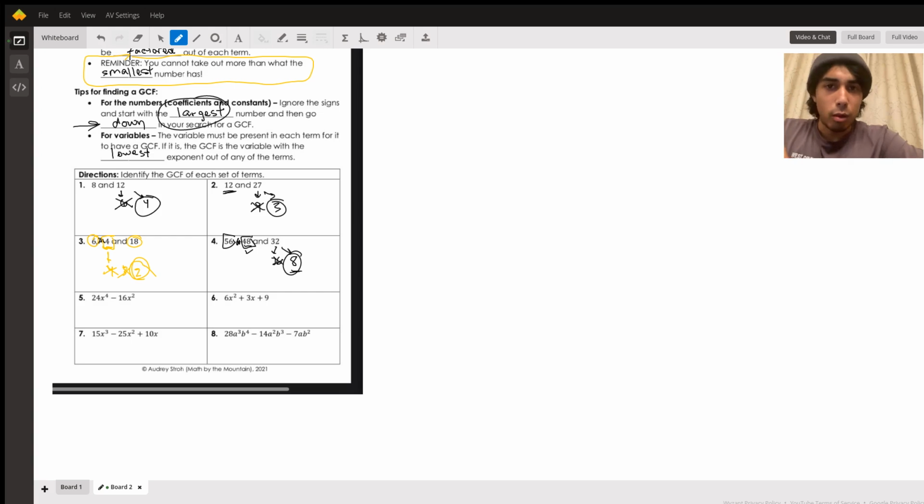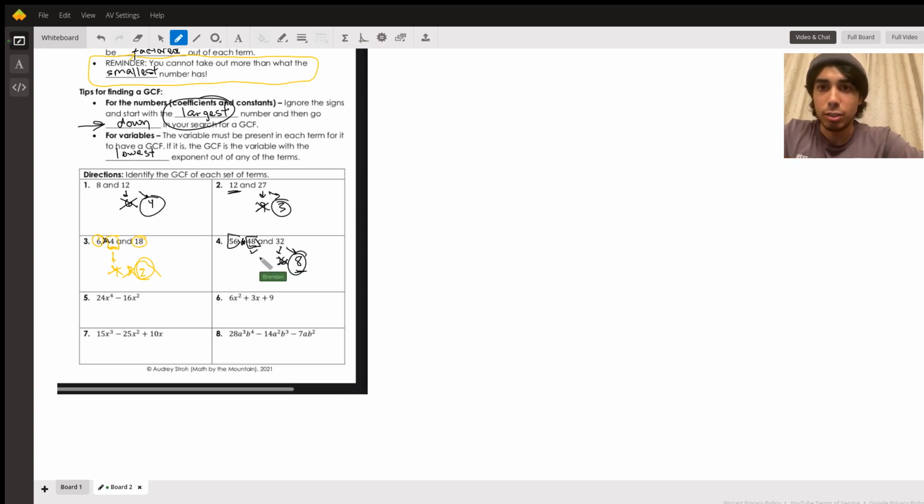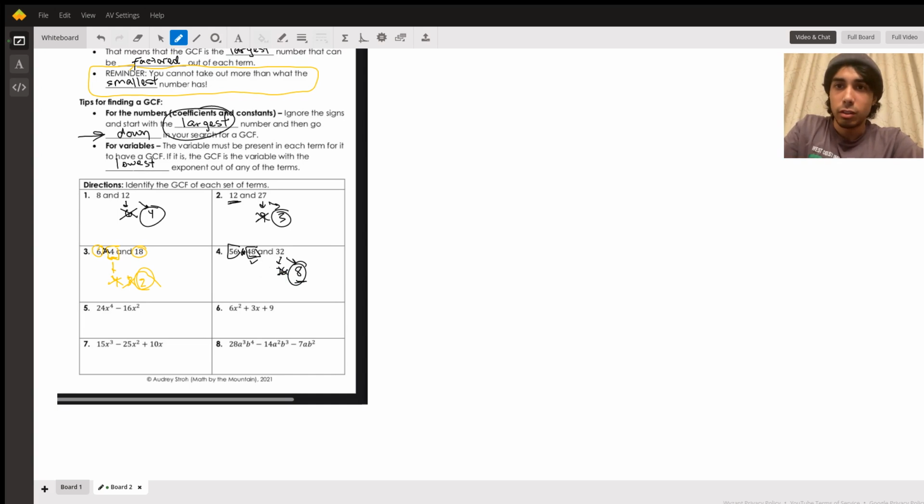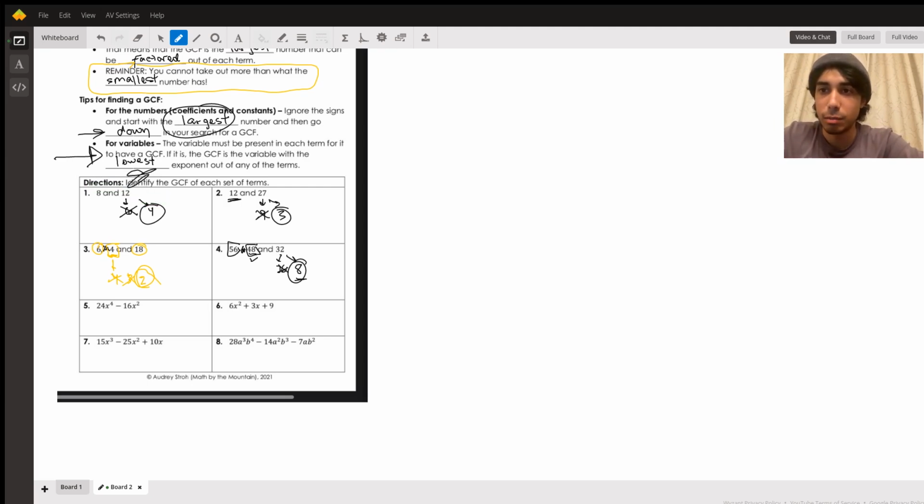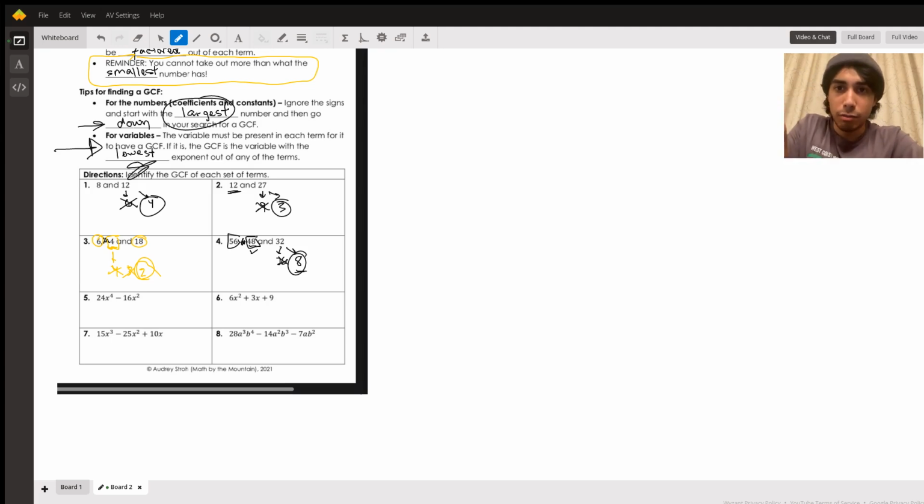All right, we got a few now with some letters, with some variables. All right, so let's check what our rule was. Right here, for variables, it must be present in each term. And if it is, it's the one with the lowest exponent of any of the terms. All right, so number 5, notice we've got an x in each term, right? So it's going to be the one with the lowest exponent. That's squared. So it's going to be something x squared.